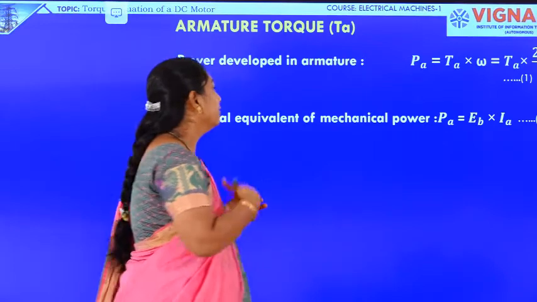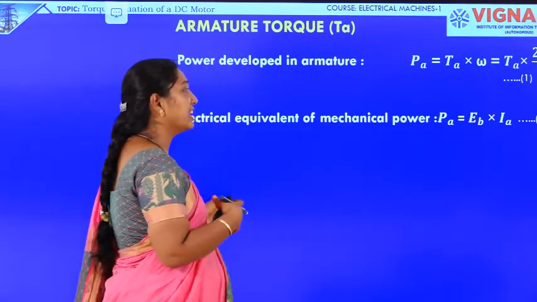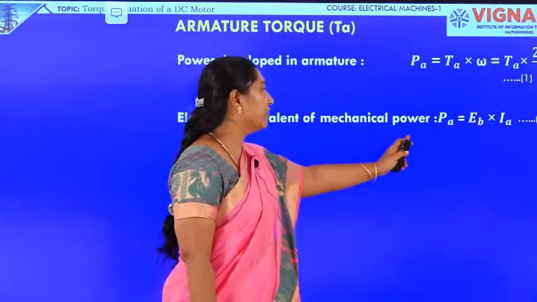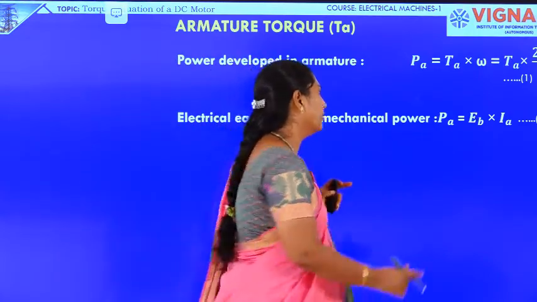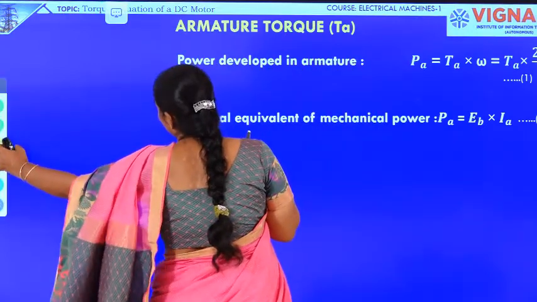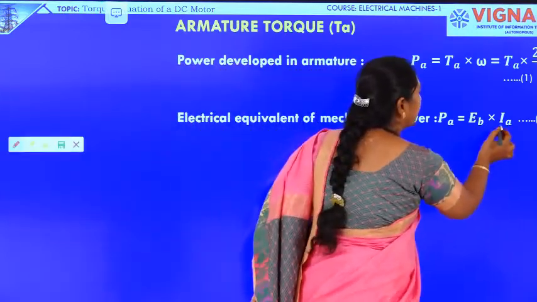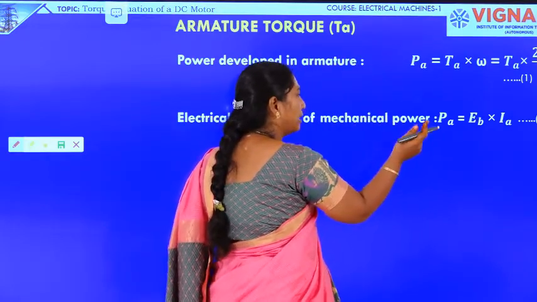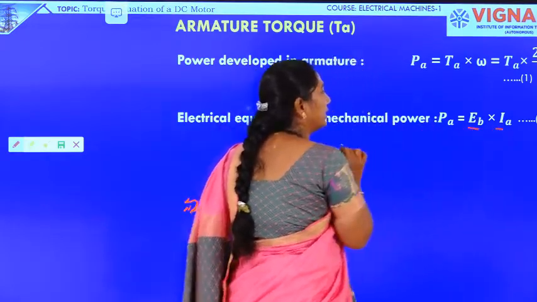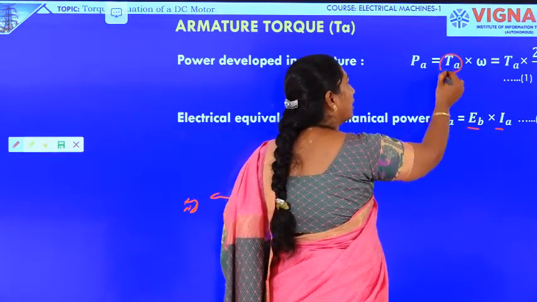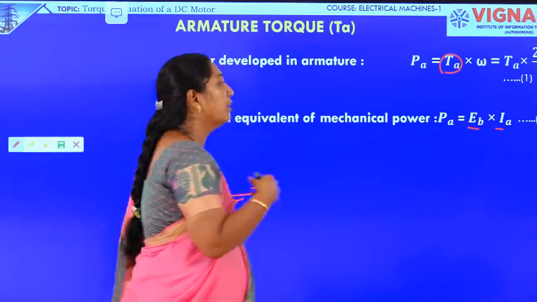From this, we are now going to look at what is the expression for the total power. The electrical equivalent of the armature power will be the back EMF that is induced in the armature into the current flowing through the armature. So the electrical equivalent of the mechanical power is EB into IA. So this is what we have got in terms of the torque, and this is in terms of the back EMF.